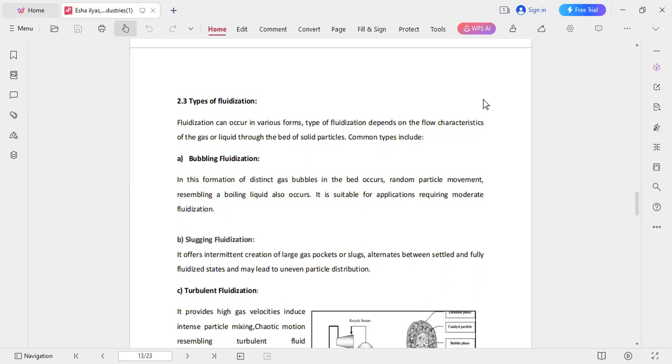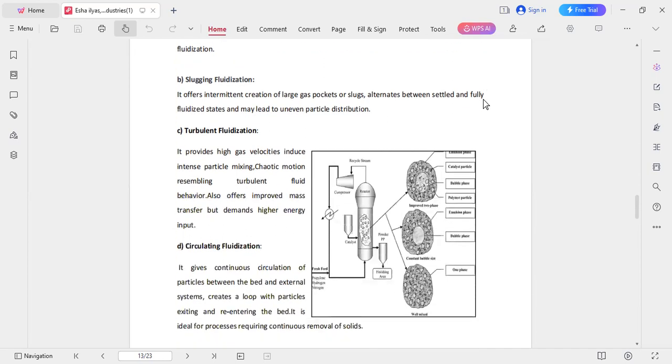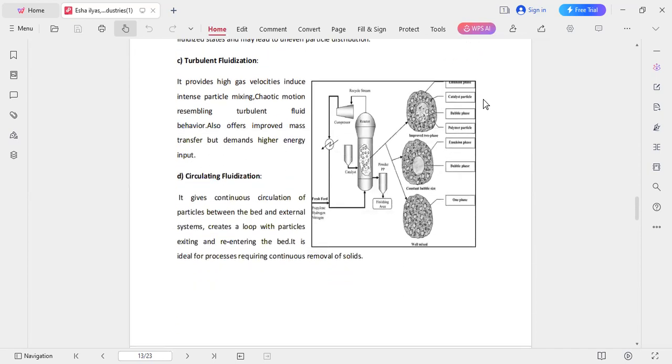Number three, turbulent fluidization. It provides high gas velocities, induces intense particle mixing, and chaotic motion resembling turbulent fluid behavior. It also offers improved mass transfer but demands higher energy input. Number four, circulating fluidization. It gives continuous circulation of particles between the bed and external systems, creating a loop with particles exiting and re-entering the bed. It is ideal for processes requiring continuous removal of the solids.